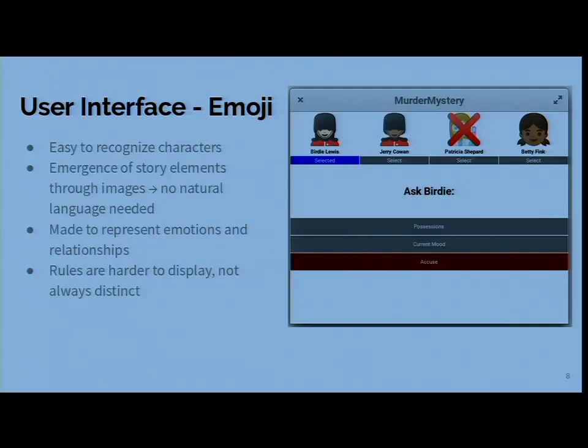And this worked really well as long as we were trying to represent emotions and relationships, because this is what they were meant to do. But it worked less well when it comes to the rules. For example, we have rules for stealing and paying someone money, and these are both represented by money. And that's obviously not ideal if you can't say if someone stole or gave someone money in a legitimate way.